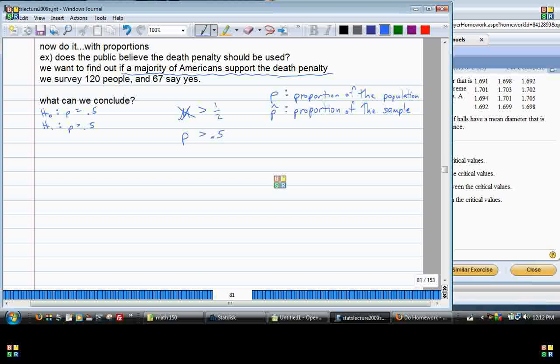The second clue is going to come from the sample. So let's work with the sample for a minute. So you guys are quite right. We also have a sample here. So we need to figure out our data from our sample. What can we get from our sample? Well, by this point, as y'all I think have figured out, we're going to get P hat. P hat is the proportion from the sample. What is P hat?